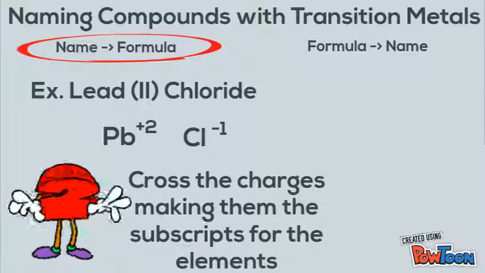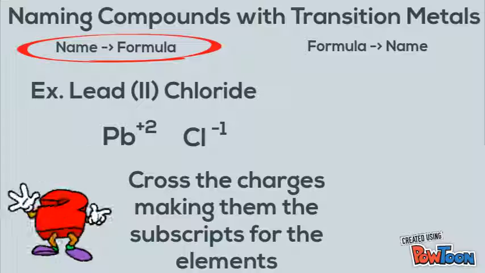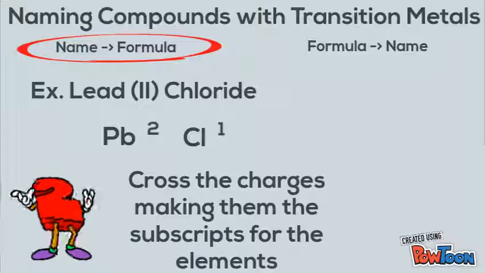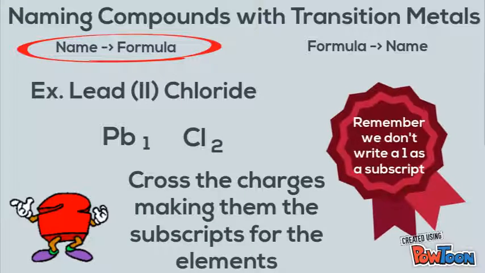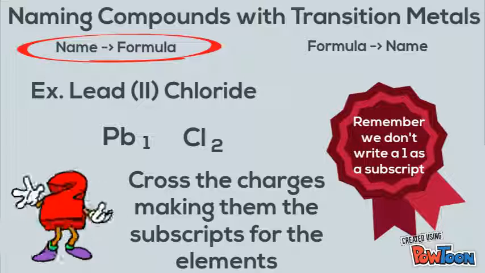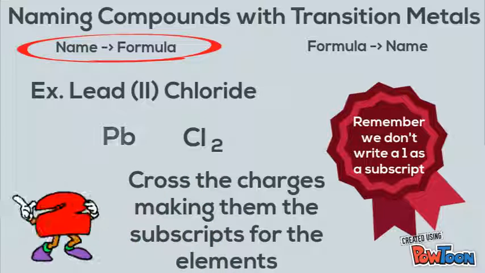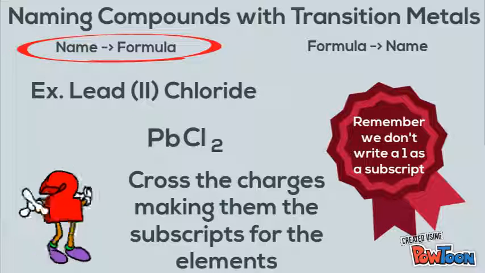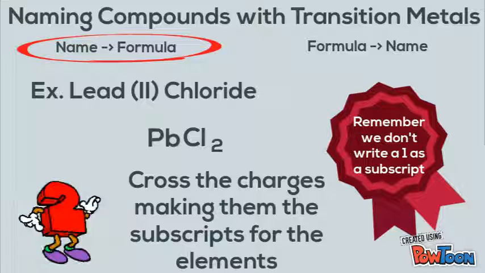Step number 2 is to cross the charges and make them subscripts for the elements, just like we've been doing. So we'll get rid of the symbols and cross those 2 numbers. Remember, we don't write 1 as a subscript, so we're going to get rid of it. And we're going to slide Pb next to Cl, and lead 2 chloride is PbCl2.